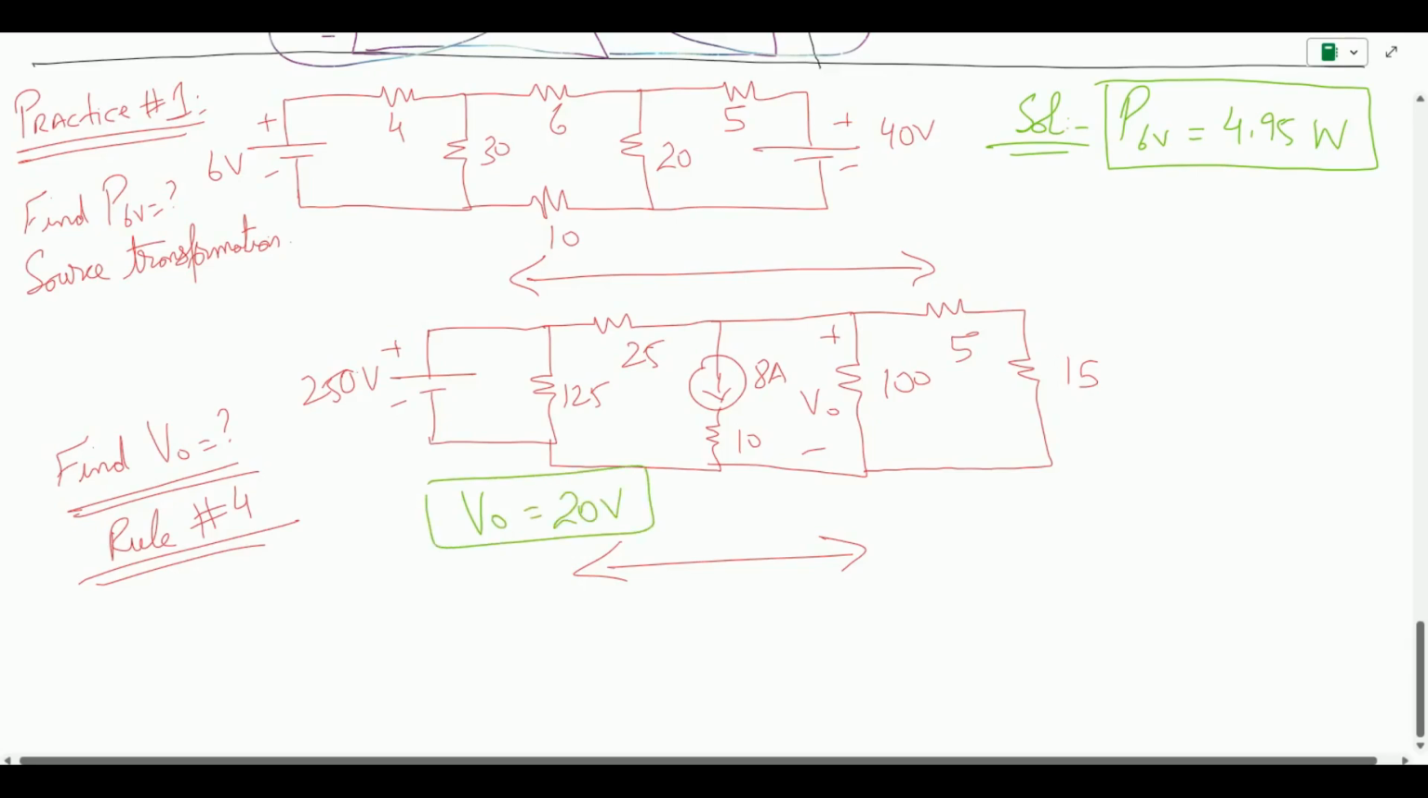So have a look at these problems, these two practice problems, and try for yourself how to solve these source transformation techniques.